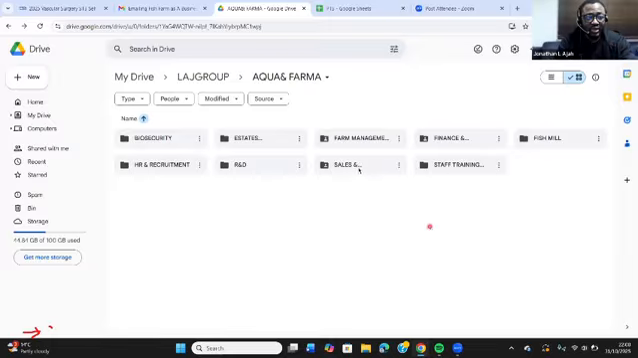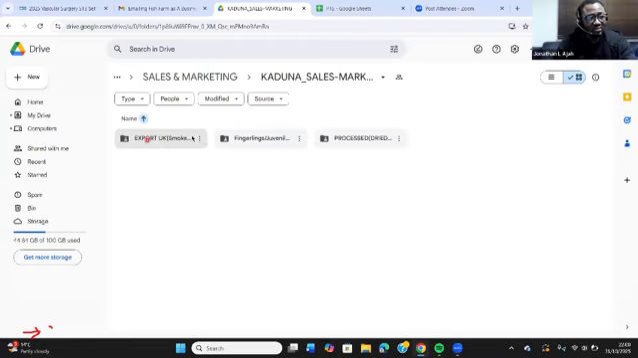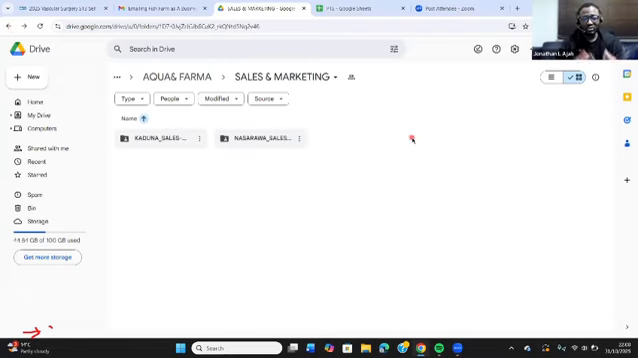So this is in summary. We have also sales data, both for Kaduna and for Lafayette. This is in summary, just to tell you the way we collect data.